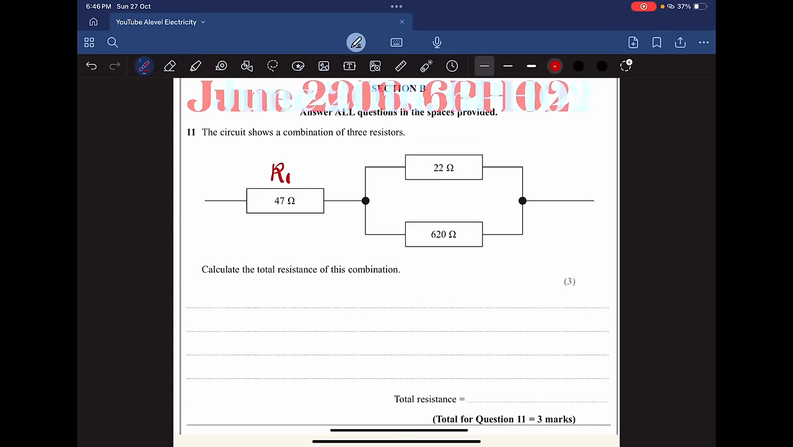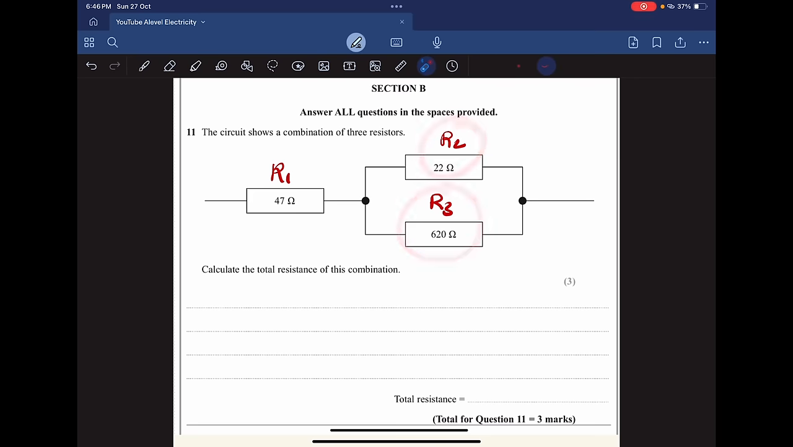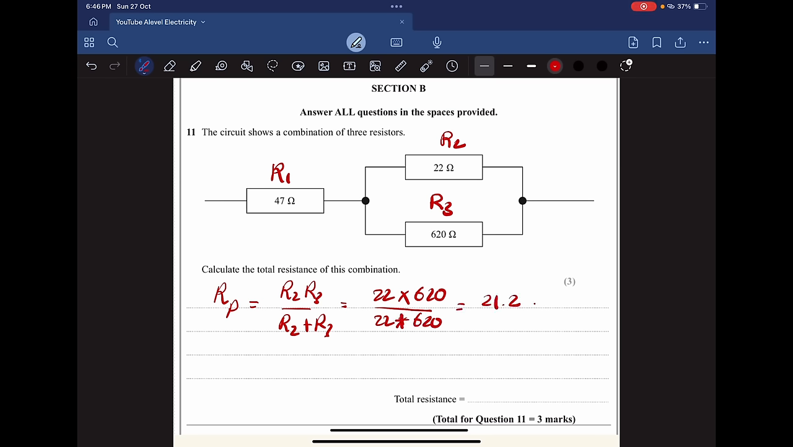So this is resistance 1, resistance 2, and resistance 3. The examiner is asking to calculate the total resistance of this combination. So firstly, I need to solve R2 and R3. These are connected in parallel. So for the combination of the two resistors, R2 and R3, I would say R parallel equals R2 times R3, divided by R2 plus R3. And 22 times 620 divided by 22 plus 620 equals 21.2 ohm. So R2 and R3, the equivalent resistance, which is only one resistance, is 21.2 ohm.